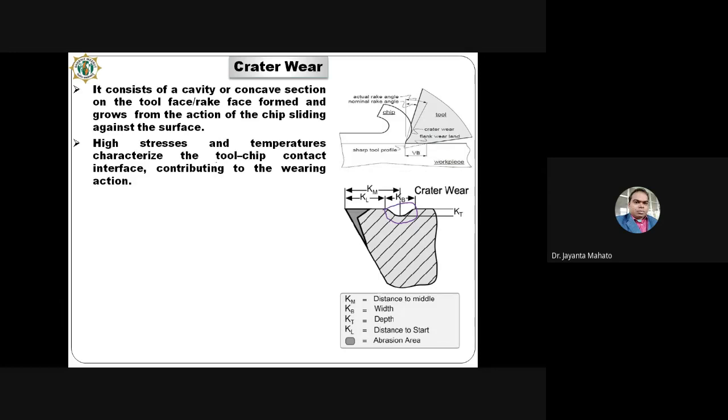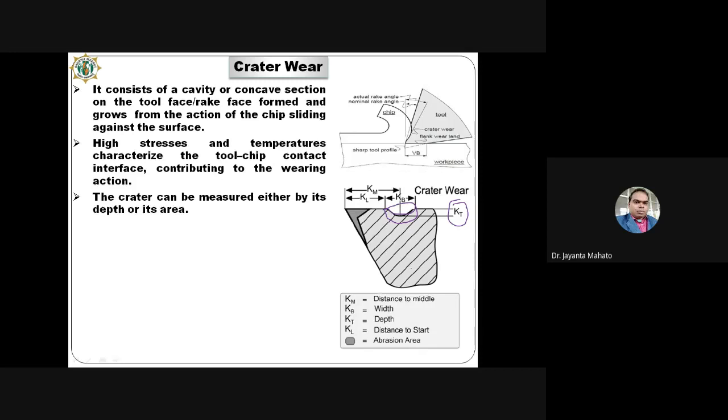High stresses and temperature characterize the tool-chip contact interface, contributing to a wearing action. The crater can be measured either by its depth or its area, meaning how much crater wear occurs. This is measured either by the depth or by its area, meaning how much depth, the KT value. So KT is the depth.